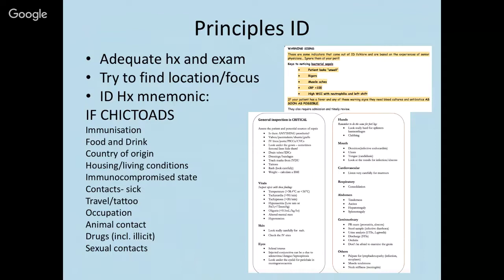There's a mnemonic I used for a systems review in ID. The mnemonic was chicky toads. I've modified it slightly to include immunization and food and drink, because immunocompromised and food and drink were the ones they didn't have, and I thought they would be quite relevant. Last year we had probably the hardest station on our OSCEs, an ID station, and you've got points for asking a lot of those questions. And also obviously return traveller.